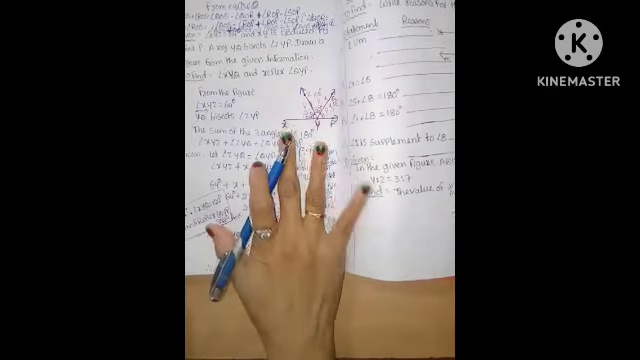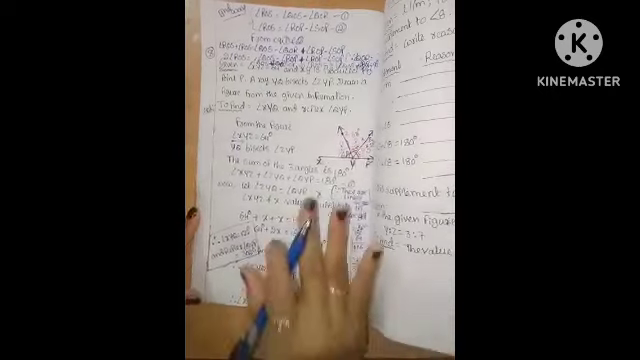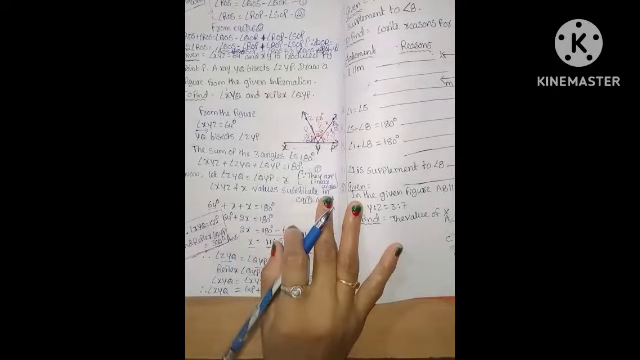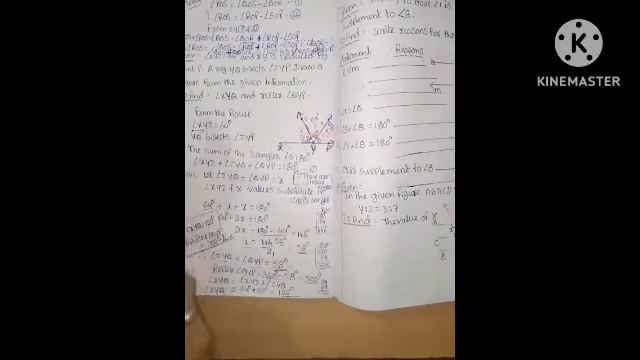Are you understood of this problem solution? This problem solution is over, and today's class is over, Gagan-sai. This is all the problems and solutions of 4.2. It's over.